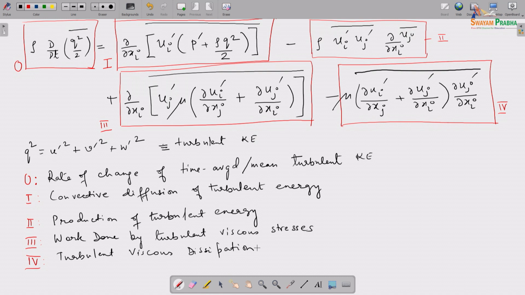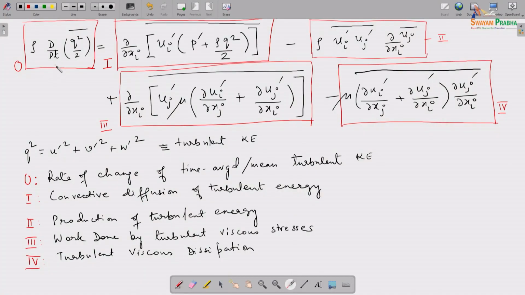Okay. So, we have an equation here. So, basically this is the mean mechanical energy equation, and we use an instantaneous version as well. On the left hand side, what is this? This is the rate of change of mean turbulent kinetic energy.